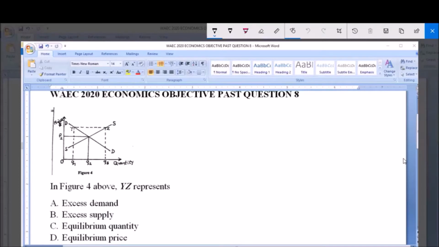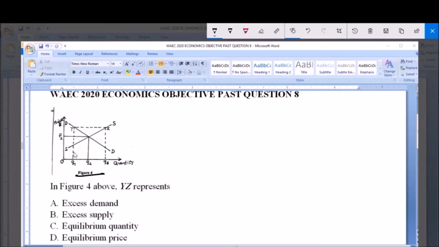Hello and welcome. I will be answering WAEC 2020 Economics Objective Past Question 8. So you have this figure represented here, and it is labeled as figure 4. Now in figure 4 above, YZ represents A, excess demand, B, excess supply, C, equilibrium quantity, D, equilibrium price.